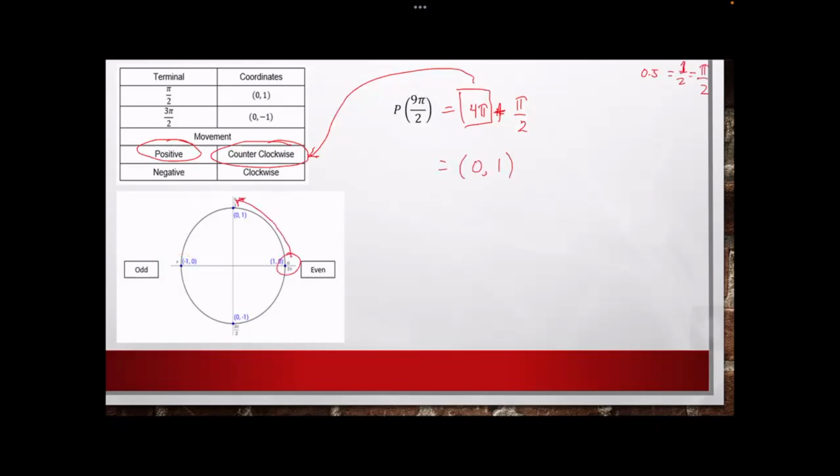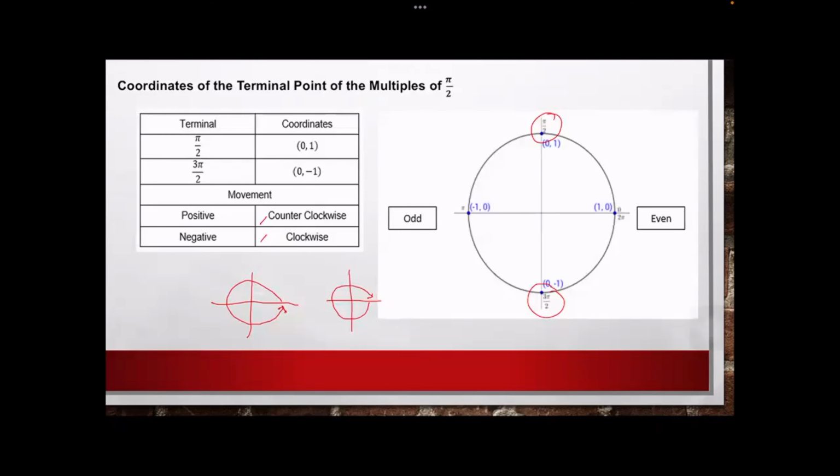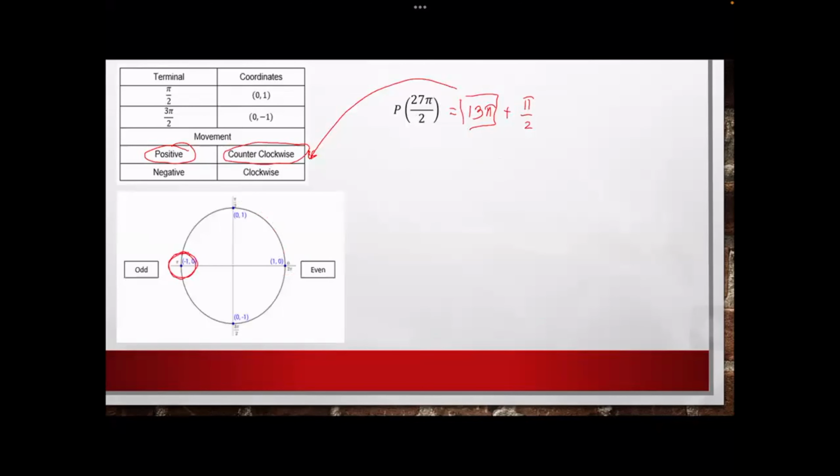Ibig sabihin, again, movement ng counterclockwise ay simula dito pa ganyan. Imagine nyo yung relo, di ba? Ang relo ay clockwise siya, kaya nga tinawag siya clockwise kasi relo siya. Yung opposite ng relo is counterclockwise. So, kung simula dito, mapupunta siya dito. So, therefore, magiging sagot natin dito is 0 and negative 1.